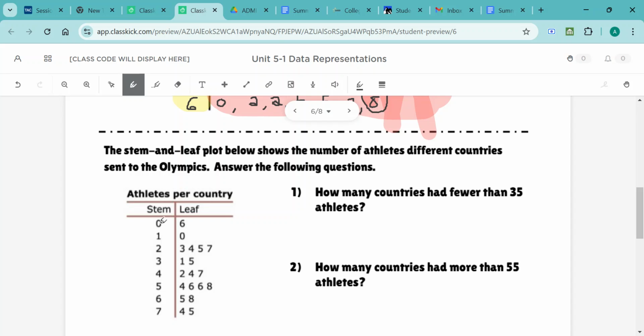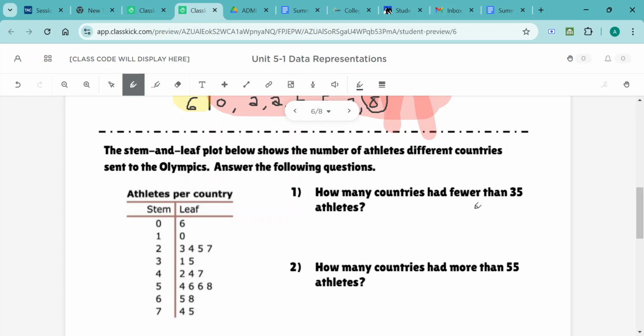So our stem and leaf plot has the tens place value and then all the ones place value. Okay, so we got to know, like, this leaf is 6. This leaf is 10. This leaf is 23. You're kind of pushing the numbers together in your head. Okay, all right, so let's answer the question. How many countries had fewer than 35 athletes? Well, we know we definitely don't want to look at the 40s stem or 50s or 60s or 70s.